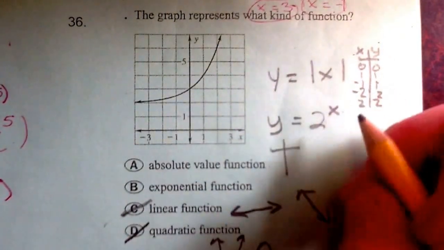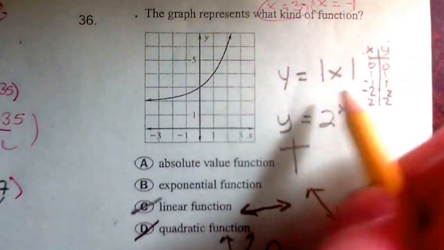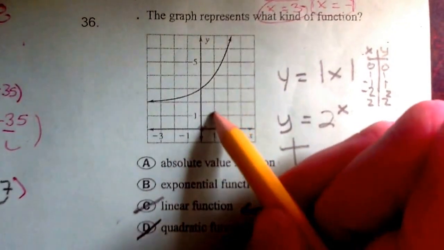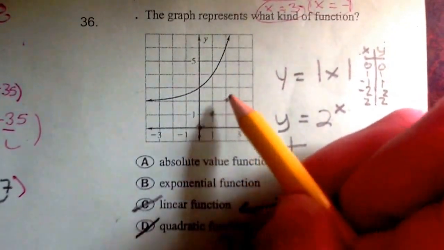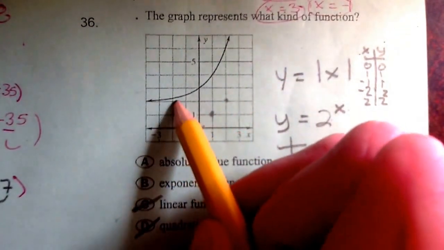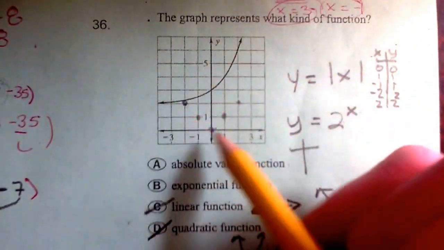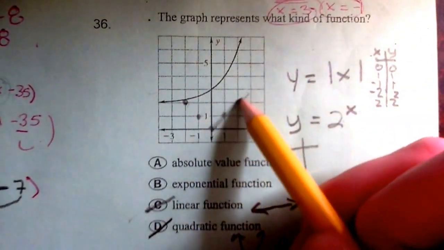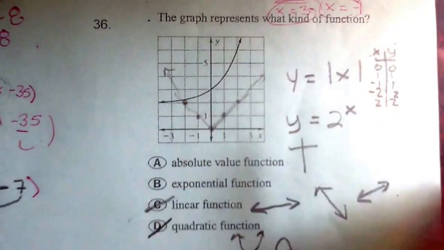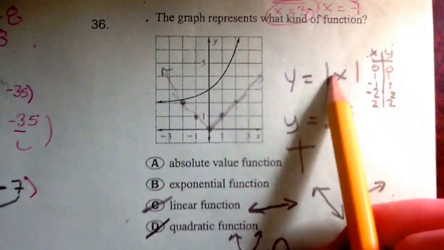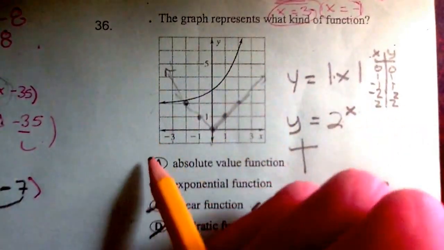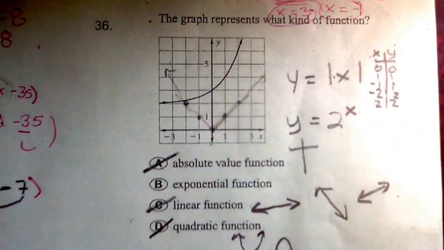Okay. And if you graph that, just a quick sketch of the graph here, 0, 0 would be here, 1, 1 would be here, 2, 2 would be here, negative 1, 1 would be here, and negative 2, 2 would be here. So it looks like I almost have this V shape, and that's what all absolute value functions look like. So an absolute value function would make a V shape. This is not a V shape. This is not an absolute value function.